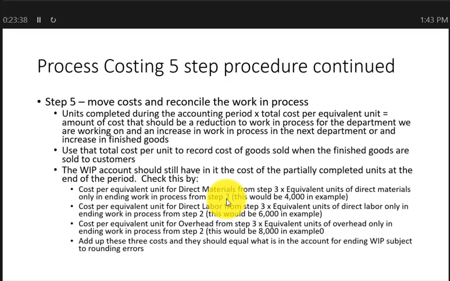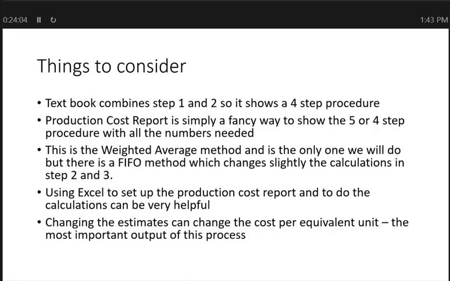So there are 2 ways to get your ending work in process. If you do them both ways and they are equal, then chances are you have not made a math error somewhere along the way. Now it doesn't catch all errors, but it catches some of them. And then you're done with that particular department.